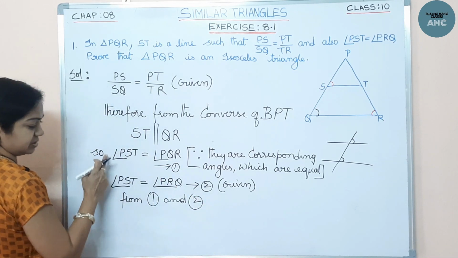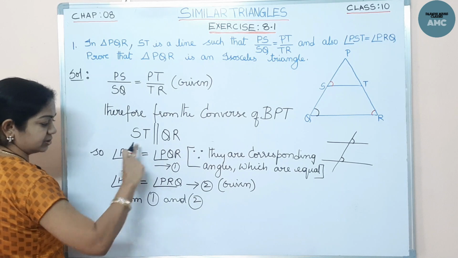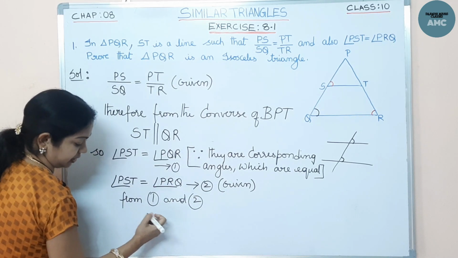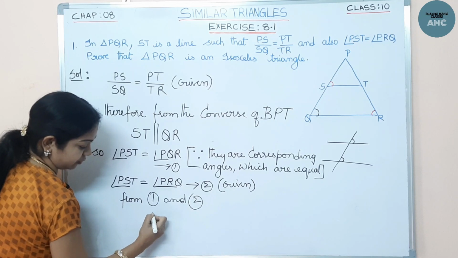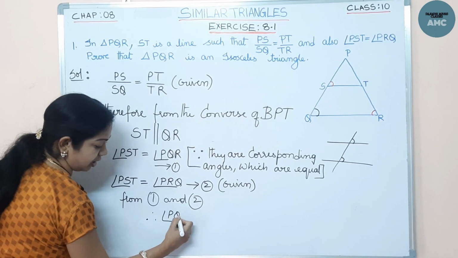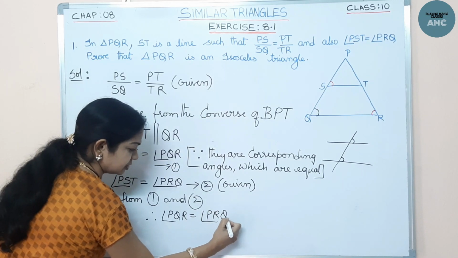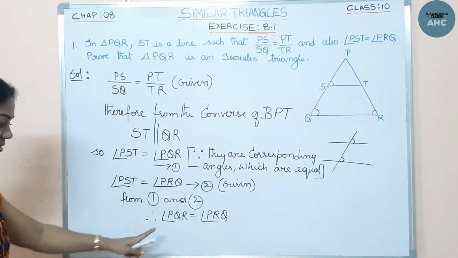From equations 1 and 2, see here, you can equate these two. Both the LHS are equal. That means both the RHS I can equate. From 1 and 2, therefore, angle PQR is equal to angle PRQ. So they are one and the same, isn't it?